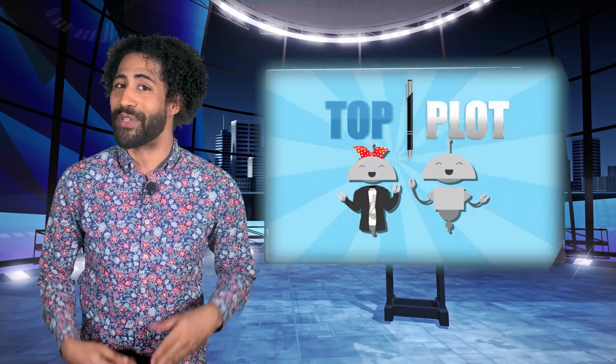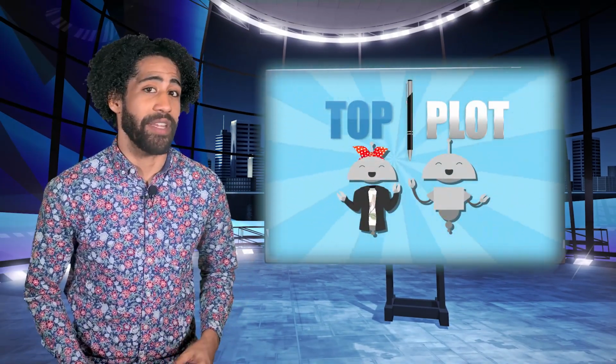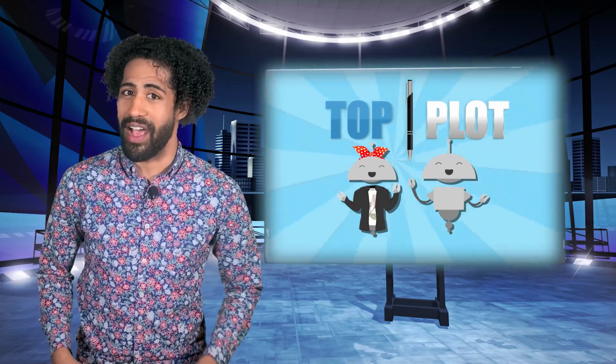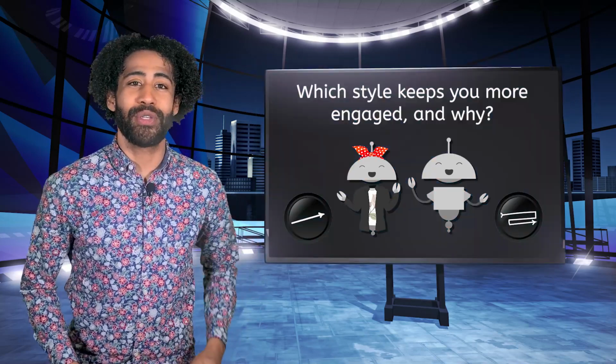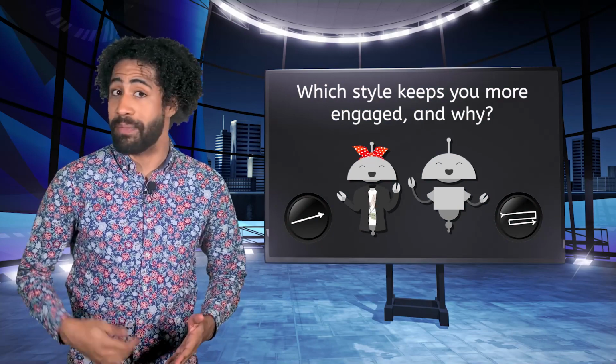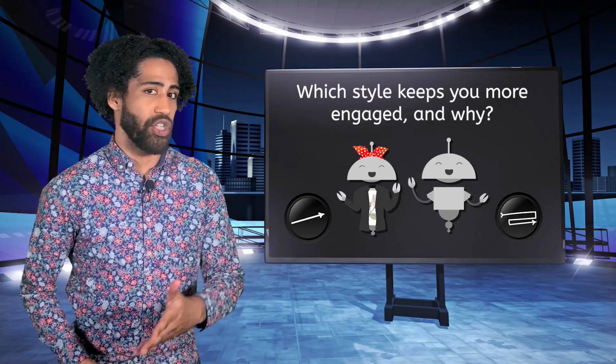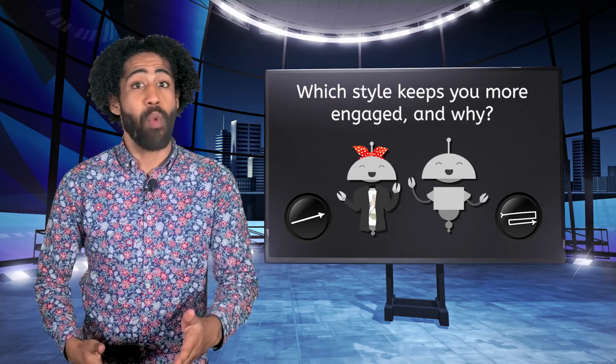Now that you've witnessed the two plots our competitors crafted, who will win Top Plot? How do you think Tulip's linear storytelling compares to Mia's nonlinear narrative? Which style keeps you more engaged, and why?